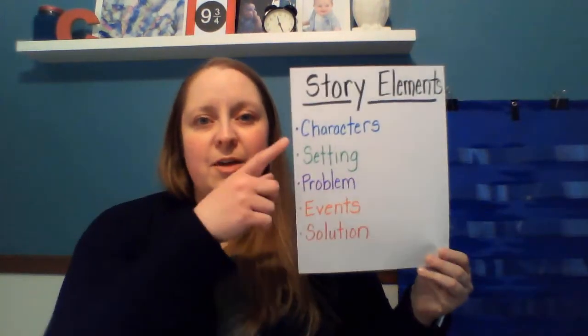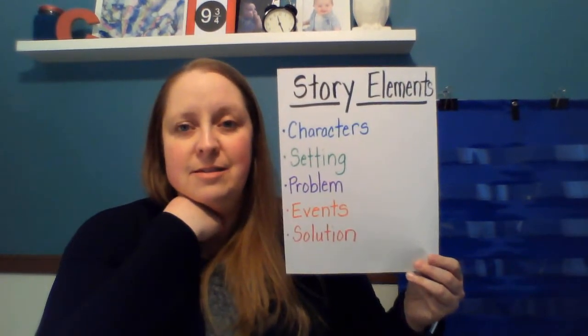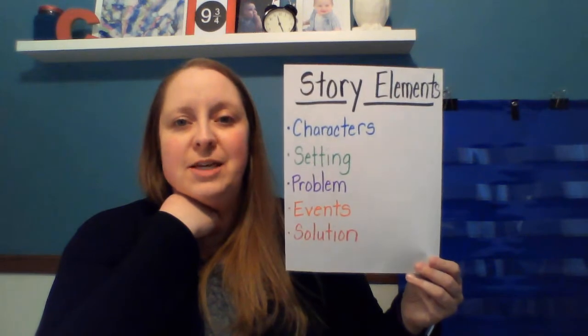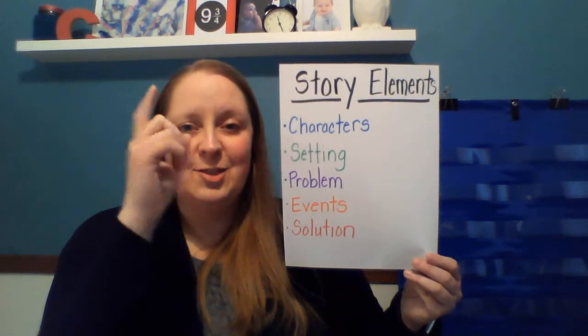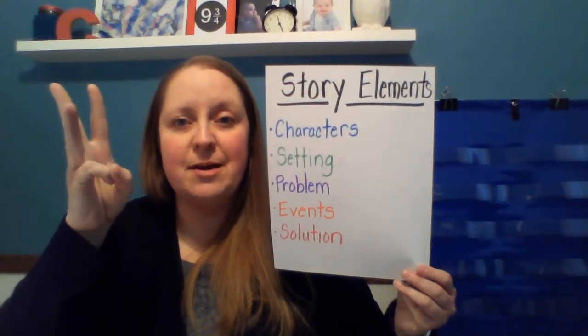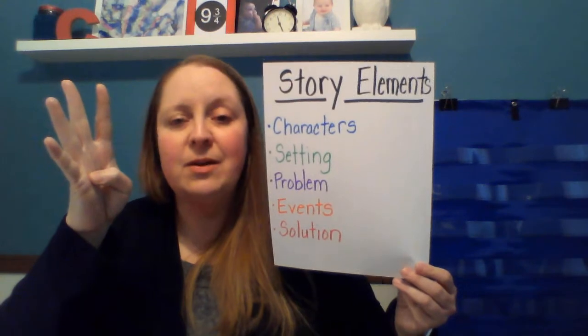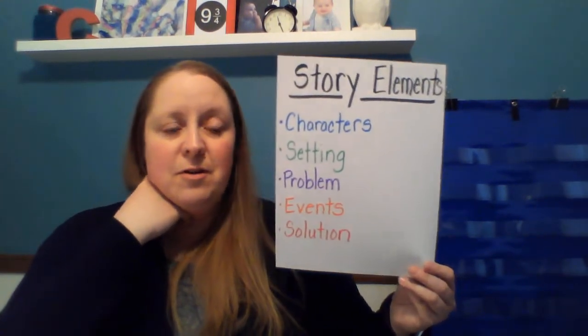All right. Could you pick out who the characters were? There were 4 main characters. Think about who those characters would be. Did you think of Goldilocks, Papa Bear, Mama Bear, and Baby Bear? There was also Goldilocks' mom, who was a character, but we only saw her for a little bit.